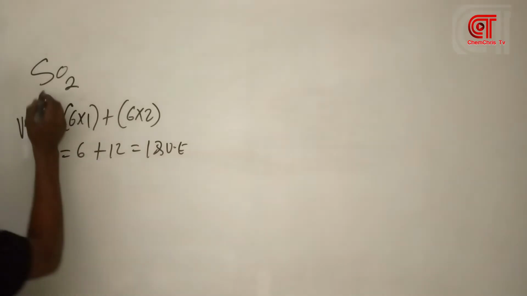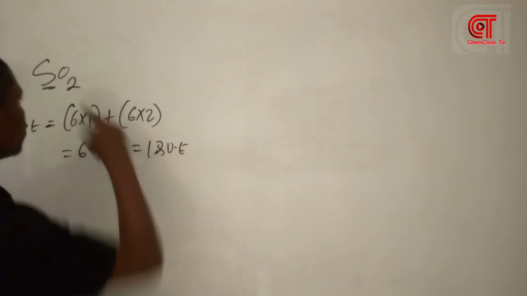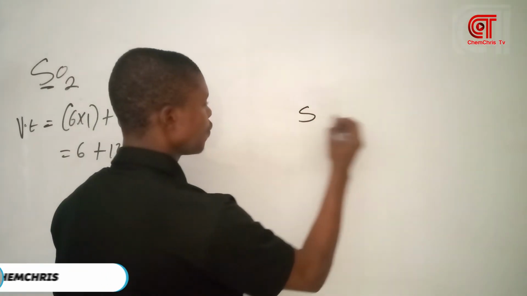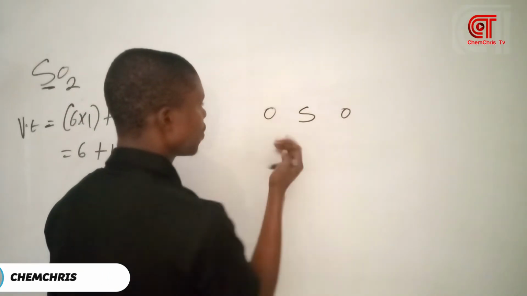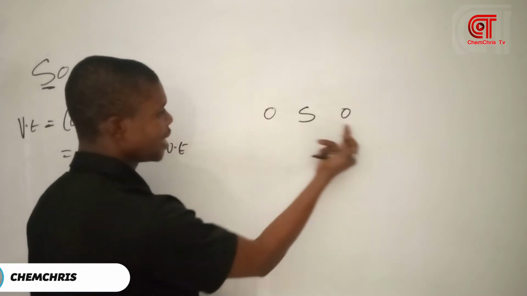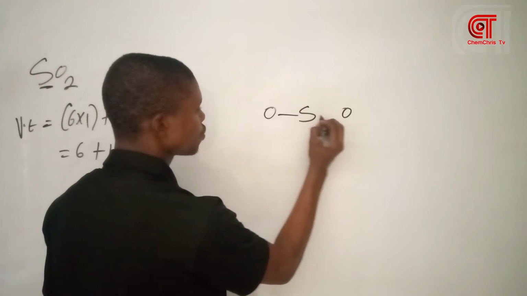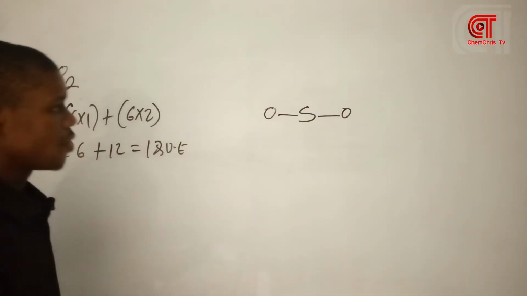Step 2, of course, sulfur will be the central atom. Then the 2 oxygens will be the side atoms. So here we have oxygen, sulfur, and oxygen. That was step 2. Step 3 says you will connect the side atoms to the central atom with a single bond. So connect with a single bond here, right?